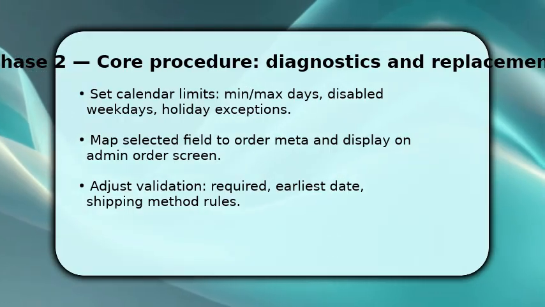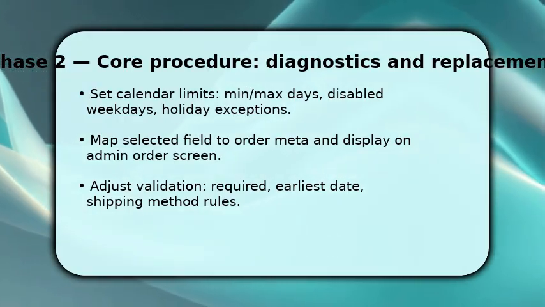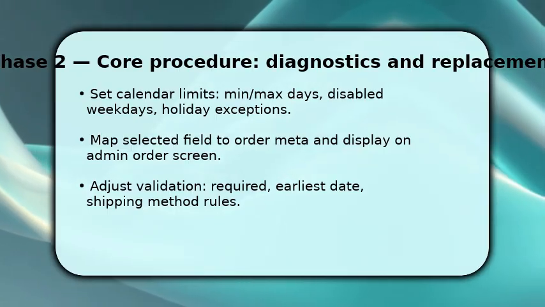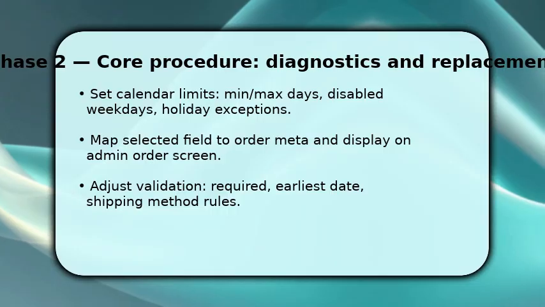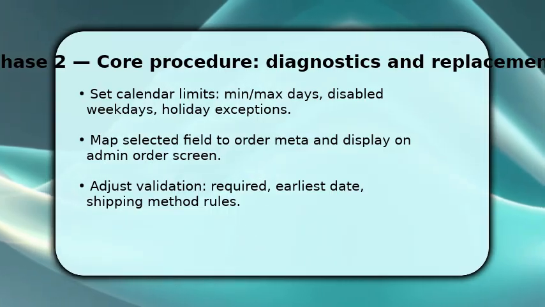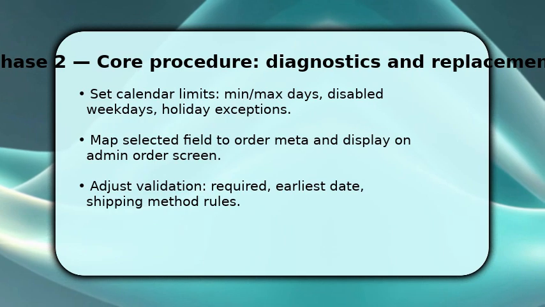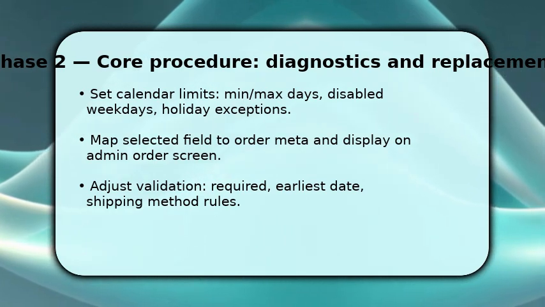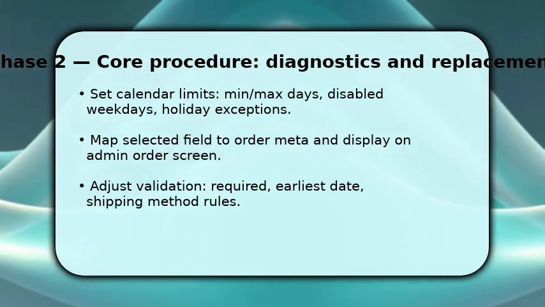Then map the chosen field to order meta so the date appears on admin order screens and emails. If using custom code, add a checkout field via hooks, save it to order meta, and display it in admin. Test with different shipping methods to respect delivery restrictions.